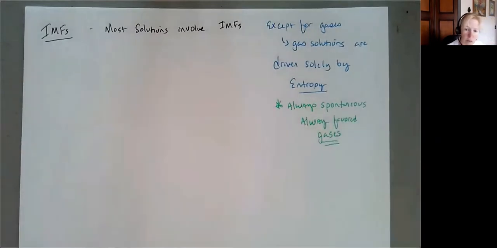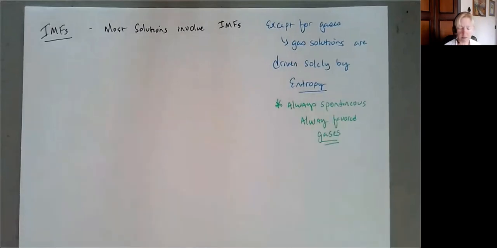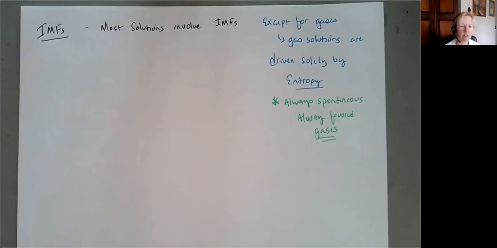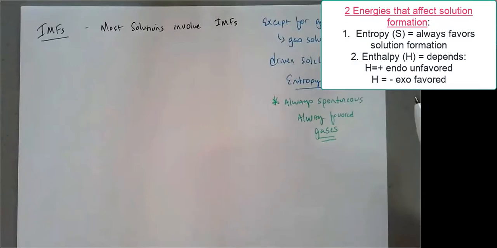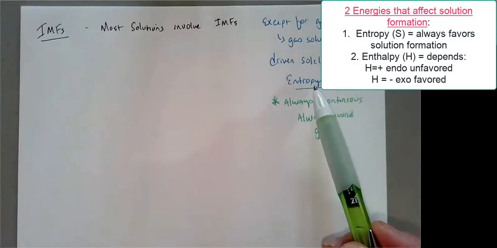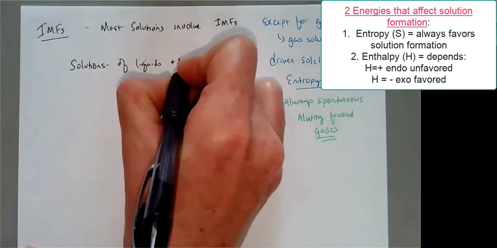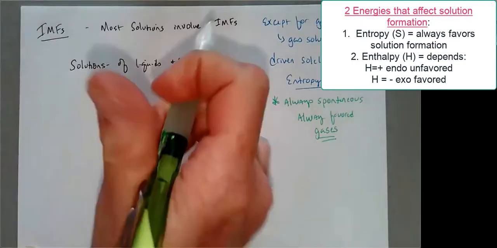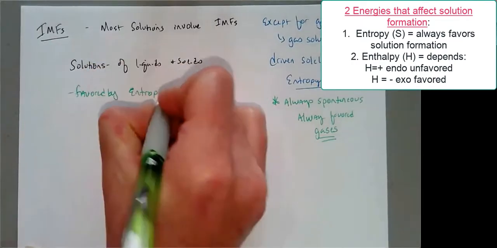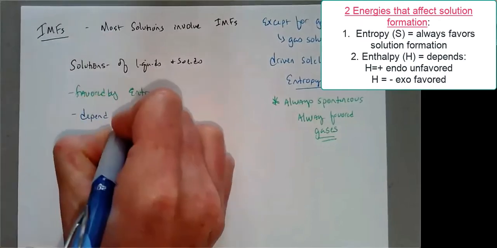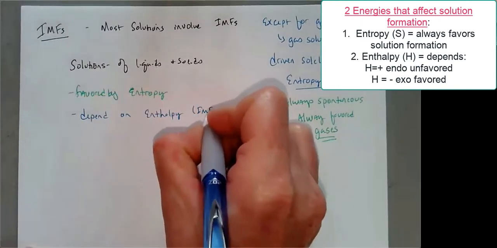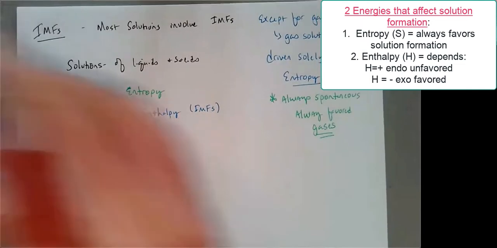There are two components that drive the formation of a solution: entropy, and entropy is always going to be favored because if you form a solution, you're always increasing the amount of disorder or dispersion that's happening. So entropy is always going to favor a solution. Because gases have no intermolecular forces, the only thing that's driving it is going to be entropy. For solutions of liquids and solids, entropy is still going to favor it, but it's also going to depend on enthalpy, and this is where these intermolecular forces come into play, in this enthalpy component.